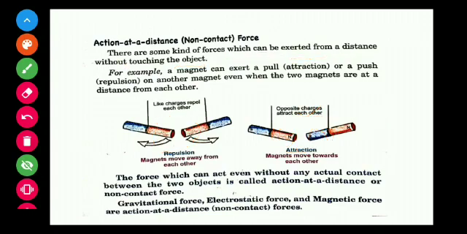For example, a magnet can exert a pull, that is attraction, or a push, that is repulsion, on another magnet even when the two magnets are at a distance from each other. There is a distance between two magnets, but still there is a force of attraction or repulsion. The force which can act even without any actual contact between the two objects is called action at a distance or non-contact force.